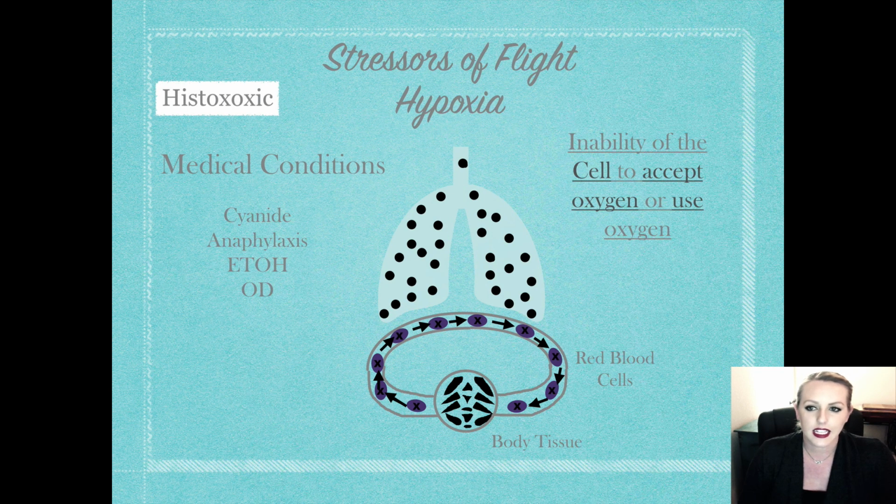Histotoxic, this is the inability of the cell to accept or use oxygen. So our red blood cells or the body tissue is having an issue. So cyanide, anaphylaxis, alcohol, overdose, the cell cannot accept or use that oxygen. Biggest contributor here, alcohol.